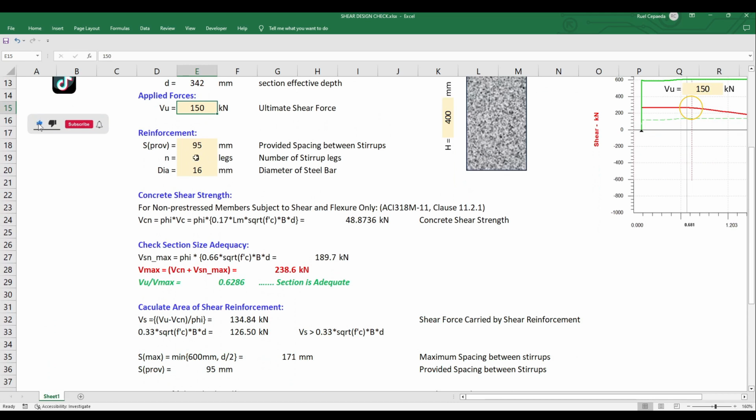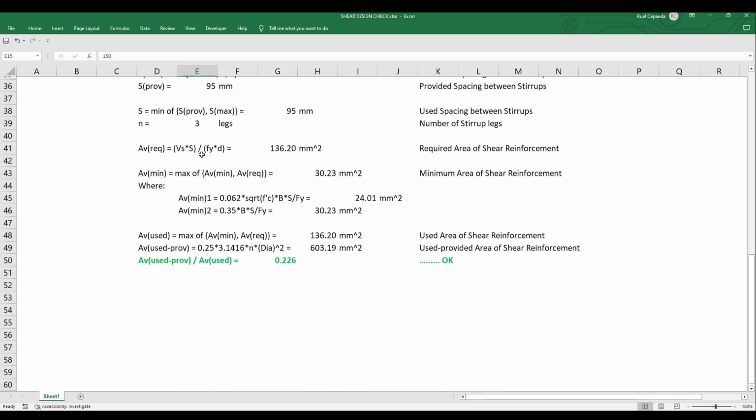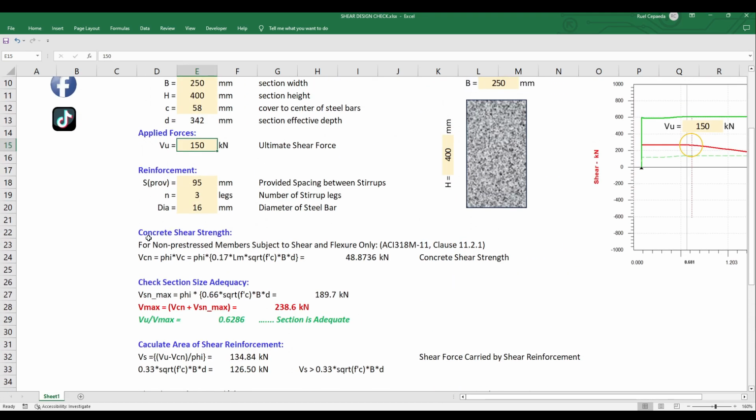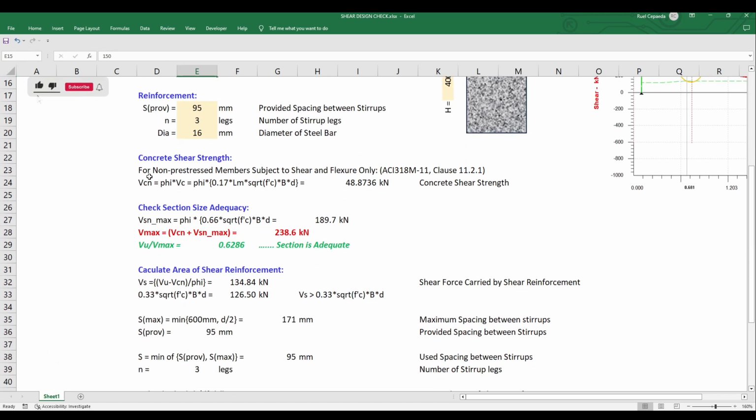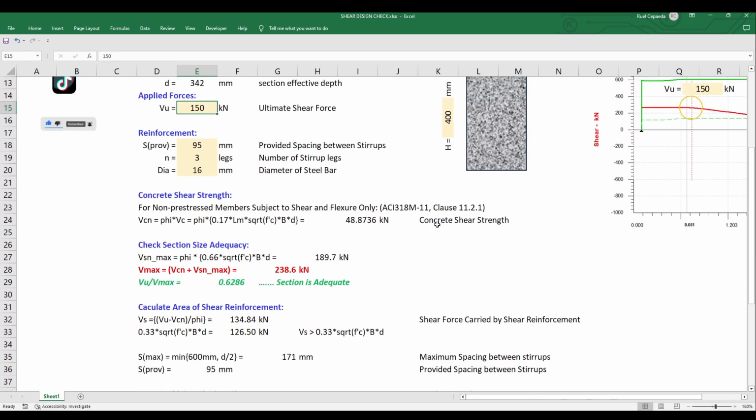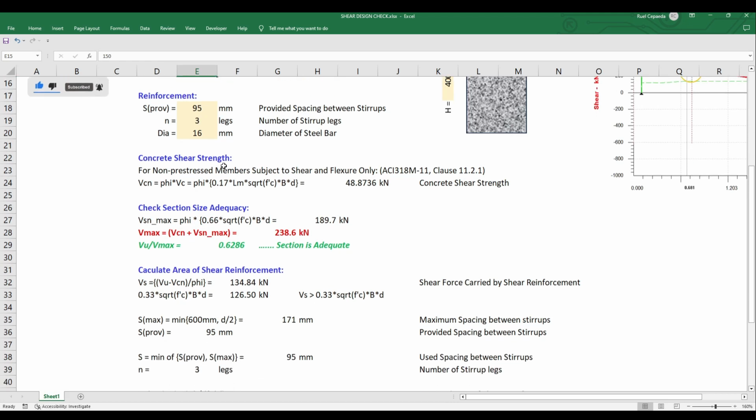After we input the data, we have here the calculation report and the concrete shear strength for non-prestressed members subject to shear and flexure only, as per ACI 318M-11 clause 11.2.1. The Vcn, or the concrete shear strength, is phi times Vc, where Vc is equal to 0.17 times lambda times the square root of f'c times b times d.